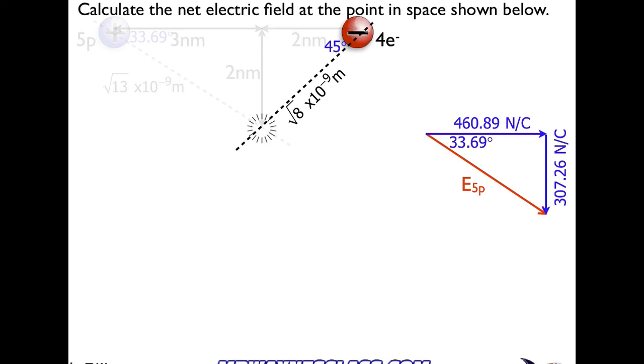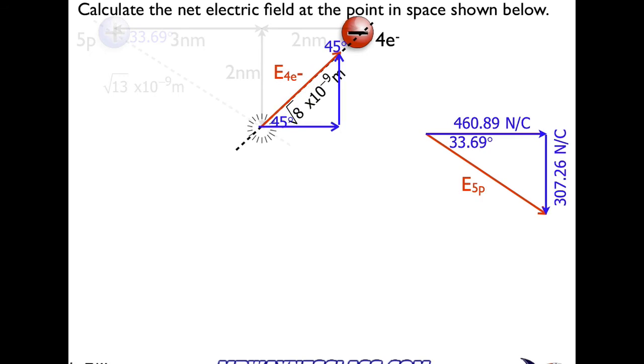Now I've got to figure out what its electric field does, so I'll do my imaginary positive test charge, and that'll be attracted towards the red particle, so that tells me the electric field is going to go towards the red particle this time. So that's the electric field due to the particle with the 4 electron charge, and it's going to have horizontal and vertical components to it. And there's my 45 degrees.